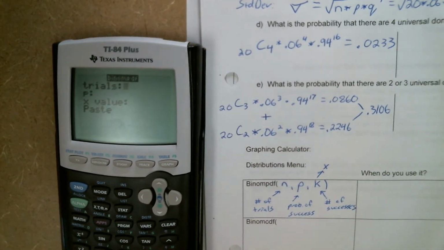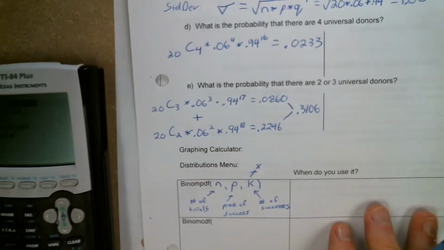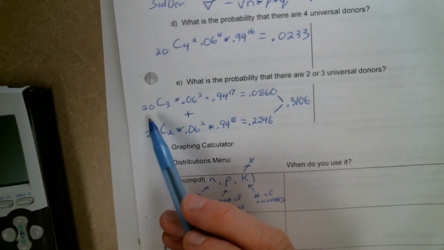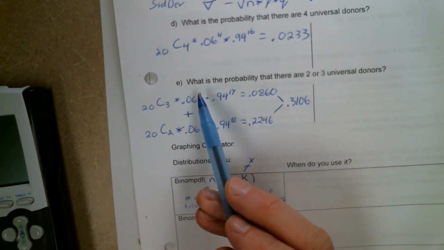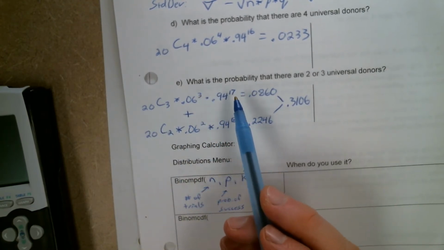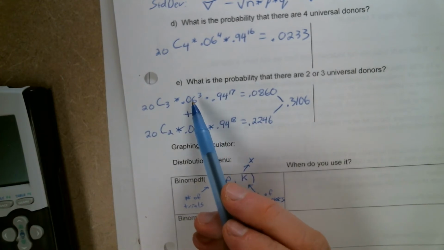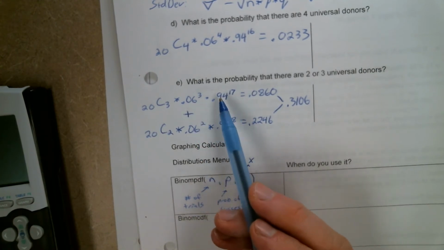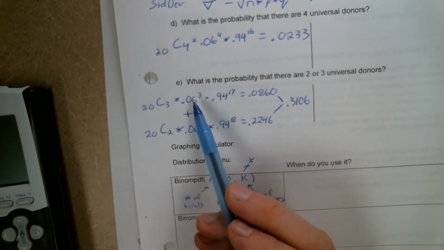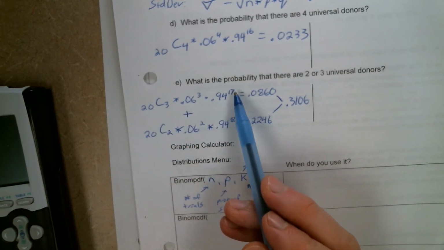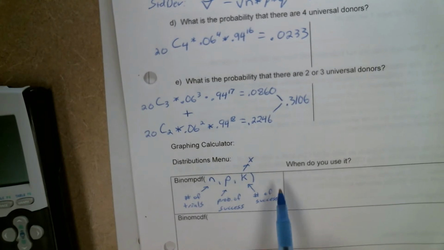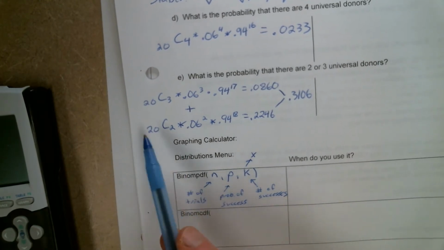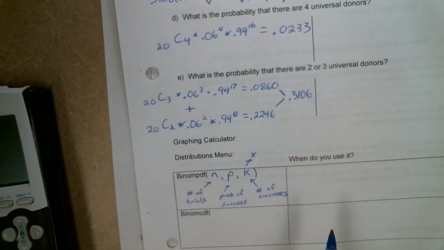So it needs those three pieces of information, which makes sense. If we look at the formula, there's the number of trials, there's the number of successes, and then the number of failures we can figure out on our own, but we do need this probability. And we can figure out this one on our own because it's just 20 minus 3, and this one's just 1 minus the 0.06. So this is the information the calculator needs to be able to plug into this formula.